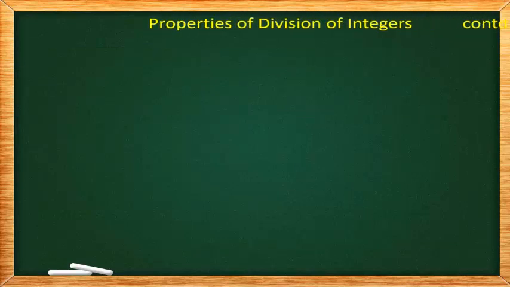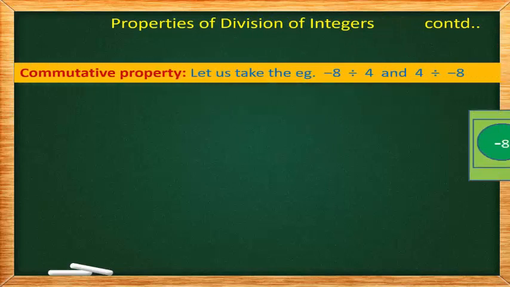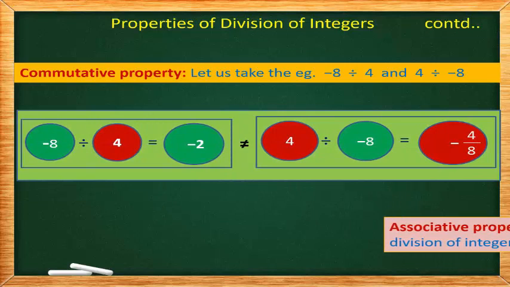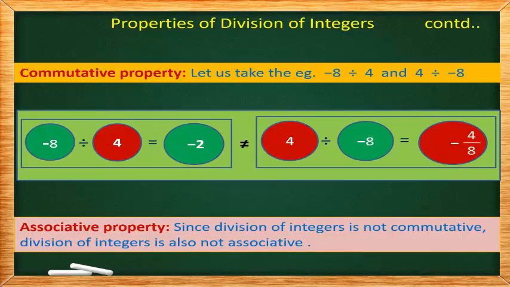Now let's go into the next property, that is the commutative property. Let us find out whether commutative property is true for division or not. Let us take the example minus 8 divided by 4 and 4 divided by minus 8. Here from the diagram we see that the quotients are not the same. That means commutative property is not true for division of integers. That means if you change the order of the numbers, then the quotients will be different. So commutative property is not true for division. And if commutative property is not true for division, then associative property is not true for division. Children, please understand and take note of it.